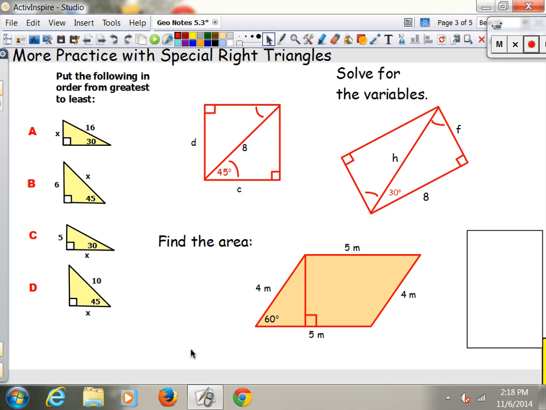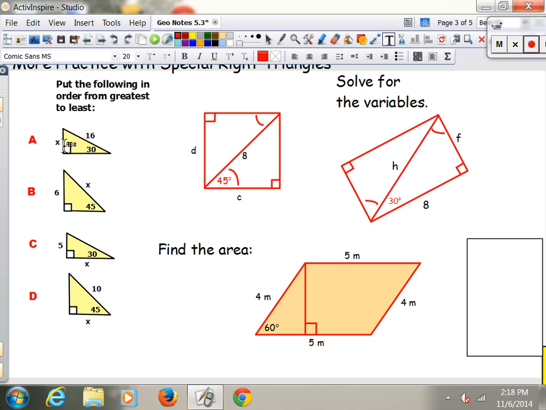C-B-A-D. Okay, let's look at it. I knew C was first. So what does X have to be on this first one? Remember, 2-to-1 ratio. So it's got to be 8. Next to that X, you should have an 8 there. It's got to be half.